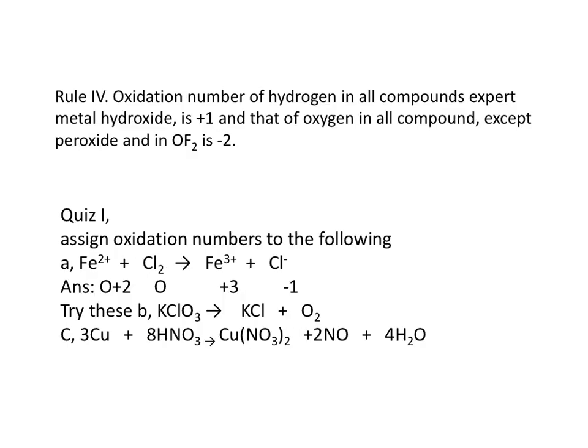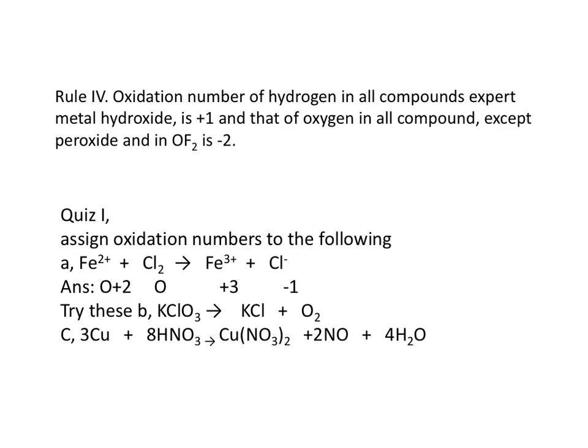Rule 4. The oxidation number of hydrogen in all compounds except metal hydroxides is +1, and that of oxygen in all compounds except peroxides and the OF2 compound is -2. So oxygen is always -2 except in peroxides or in OF2, while hydrogen is always +1 except in metal hydroxides.